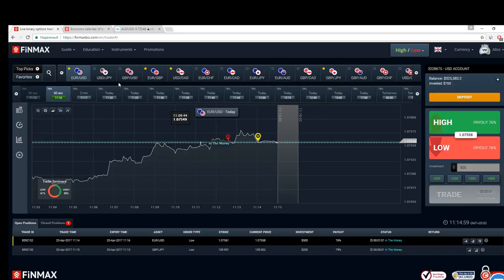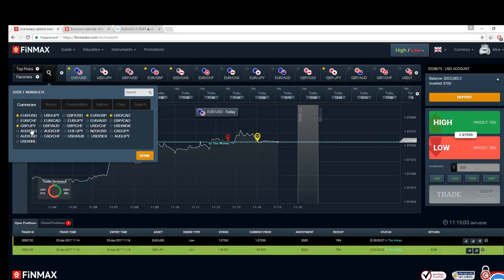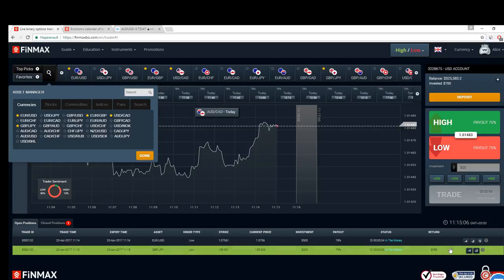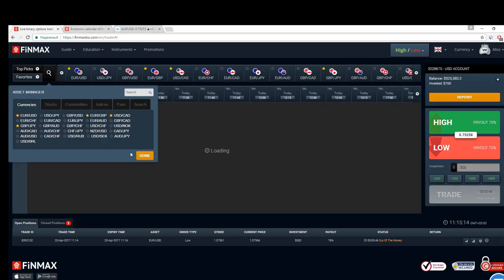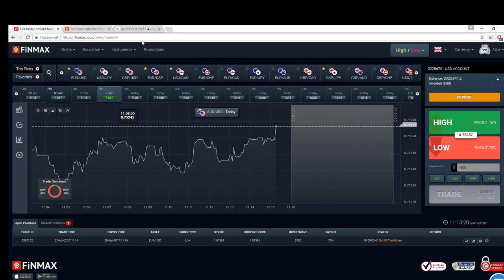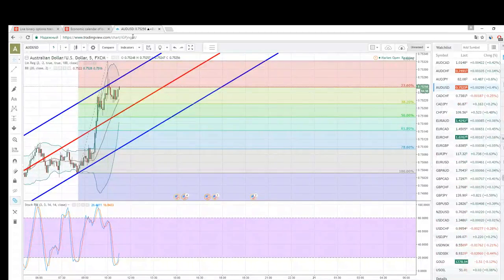Australian dollar to American dollar, I see an opportunity to enter for... okay, this trade expired in the money, perfect. Australian dollar to American dollar, I see an opportunity to enter for 1 minute, for 5 minutes, I'm sorry, for low. Let's check one more time.